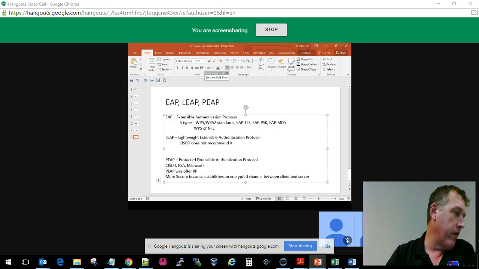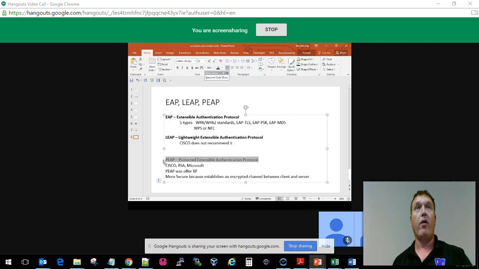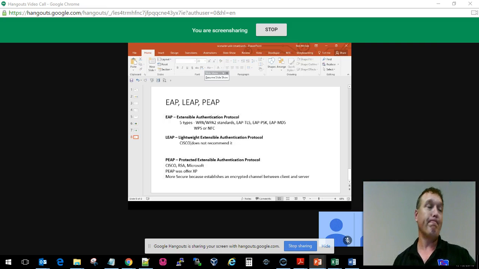So that's usually what we see for the three main protocols on the exam for wireless. We'll see the Extensible Authentication Protocol, which has been phased out. LEAP also has been phased out, but now we see PEAP on the exam as well.